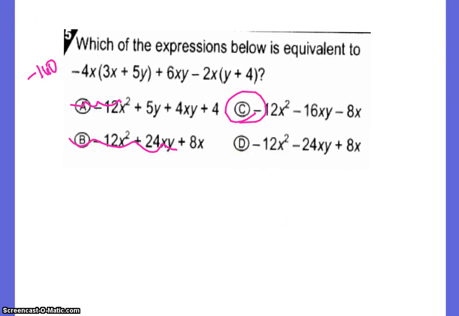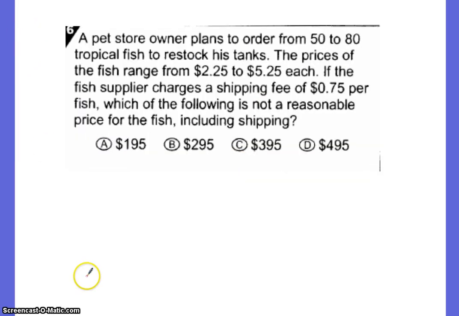Number 6, a pet store owner plans to order from 50 to 80 tropical fish to restock his tanks. The prices of the fish range from $2.25 to $5.25 each. If the fish supplier charges a shipping fee of 75 cents per fish, which of the following is not a reasonable price for the fish, including shipping?